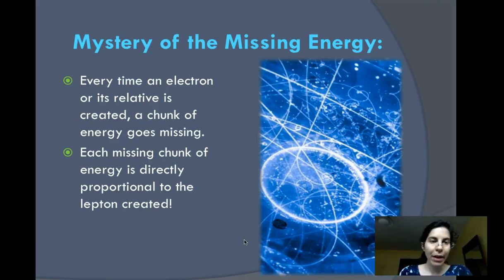Now, as we talked about in November, it was obvious, even from the early days of the 20th century, that every time an electron or one of its relatives, a muon or a tau, is created, a chunk of energy goes missing from the experiment. Each missing chunk of energy is directly proportional to the size of the lepton. When an electron is created, a small chunk goes missing. When a muon is created, a medium chunk goes missing. And when a tau is created, a larger chunk goes missing.